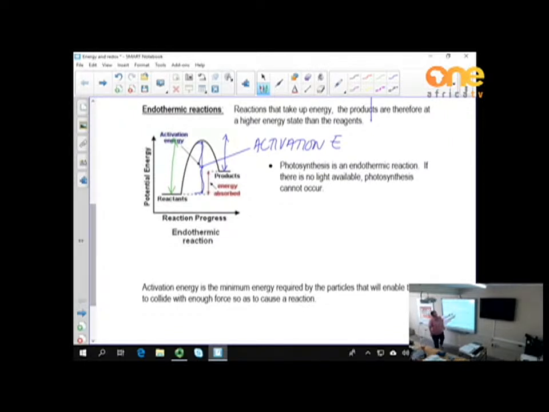Photosynthesis, for example, is endothermic. If I take a plant and I pack it inside my dark cupboard and I close the door, no photosynthesis occurs because it requires more energy to break the bonds between the carbon dioxide and water vapor than what is given off during the bond making to form the carbohydrate plus the oxygen. So if there's no sunlight, there's no photosynthesis.